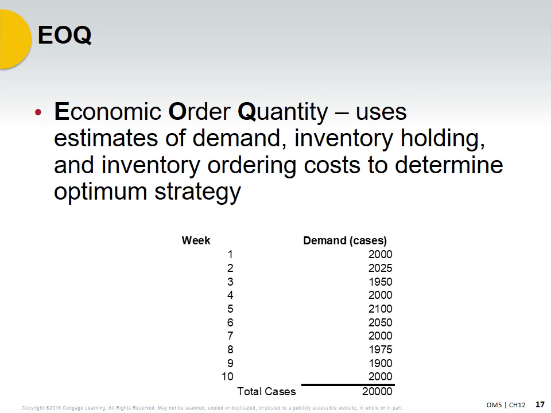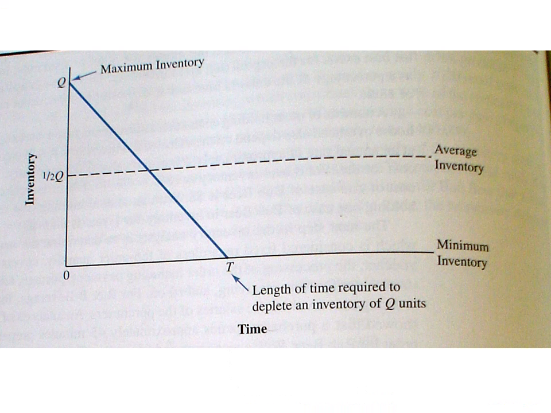Our maximum inventory would be how much we would have on hand at any point in time. And time T is how long it would take for us to sell out that amount of inventory. Average inventory being kind of the midpoint between the two. I mean, it's a practical concept. You can say, on average is how much inventory I have on hand.